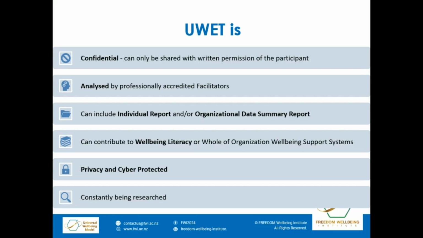support people to understand individual reports, or an organisation might have had Universal Wellbeing Evaluation Tool evaluations carried out on a whole team of staff. These facilitators can also support organisations to understand the outcomes of organisational, what we call data summary reports. The whole process of doing a Universal Wellbeing Evaluation Tool is designed to help people to develop their wellbeing literacy, or the literacy level of people in an organisation. So it's really about building people's capacity to look after their own universal wellbeing.